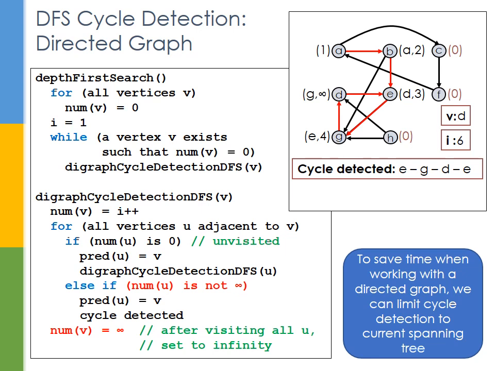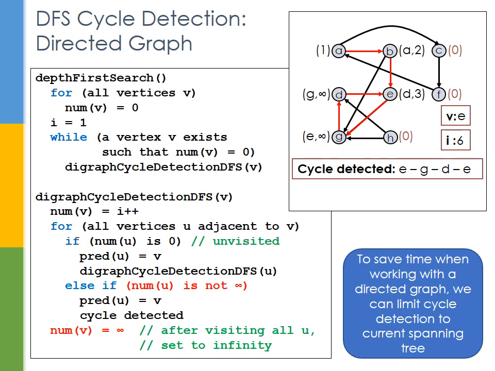Now, because we are still dealing with vertex D, we see that we have considered all of the adjacent vertices for vertex D, so now we need to set its number to infinity, indicating that it is on the current spanning tree. So then we unwind the stack back to the previous vertex that we were dealing with, vertex G at this point. And again here we see that we have dealt with all of the adjacent vertices for vertex G. So we set its number again to infinity, indicating that it is on the current spanning tree.